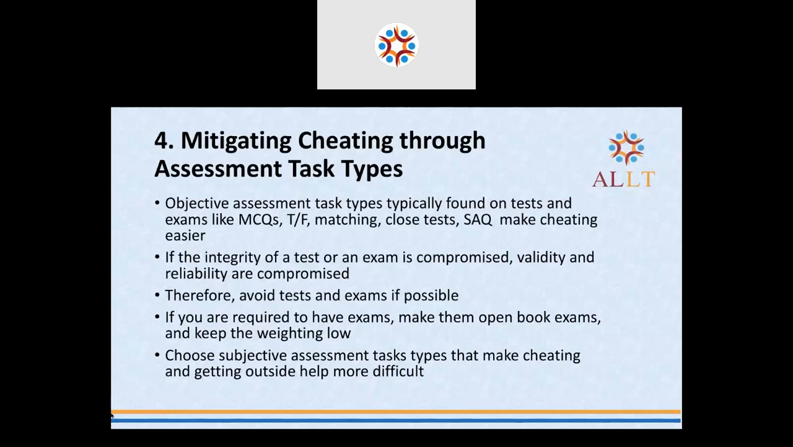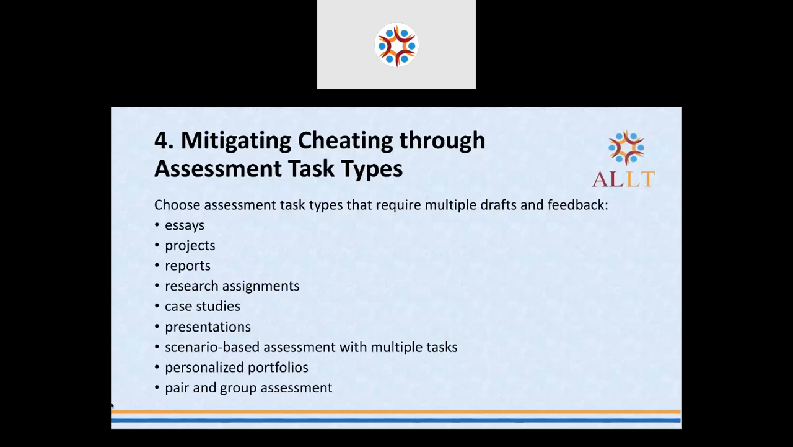This last point is very important. To mitigate cheating through assessment task types, you need to choose assessment tasks that make cheating and getting outside help more difficult. So here's a list of the types of tasks that really limit the amount of cheating that students can do. These tasks require multiple drafts from students and feedback from the teacher.